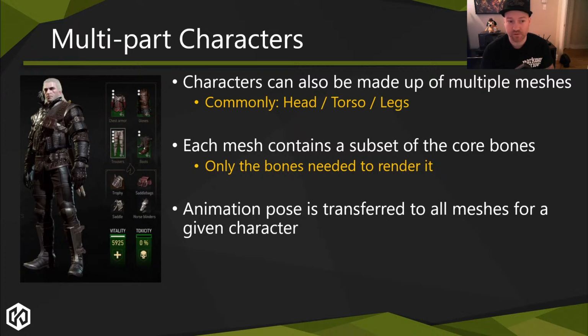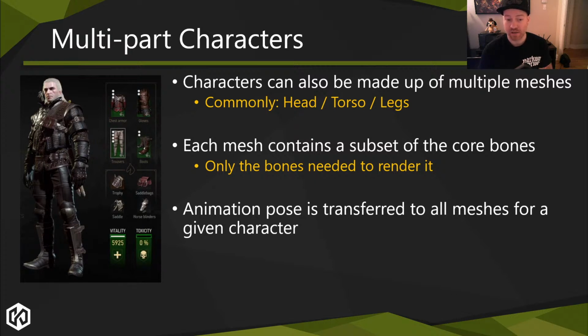The important thing here is that each mesh only contains a subset of the bones needed, and it's only the bones needed to render it. So if we want the torso, we're not going to include the legs in that mesh. We're going to just have whatever bones we need for skinning, be it pelvis and up to the neck and clavicles and whatever, plus all of the deformation bones needed to render that mesh.